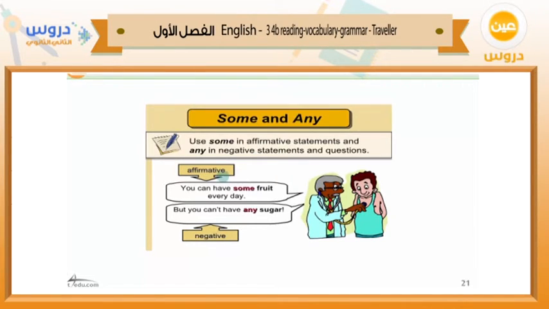For example, here, in the affirmative, you can have some fruit every day. Eating fruit is always good, and it's a healthy thing. So you can have them for breakfast, for lunch, for dinner. But you can't have any sugar. So it's not about countable or non-countable here. It's about this being an affirmative sentence and this being a negative sentence. Why? When you see can't, never, don't, doesn't, didn't, is not, are not, these are negative. So in the negative with a not group, we use any, and in affirmative sentences, we use some.